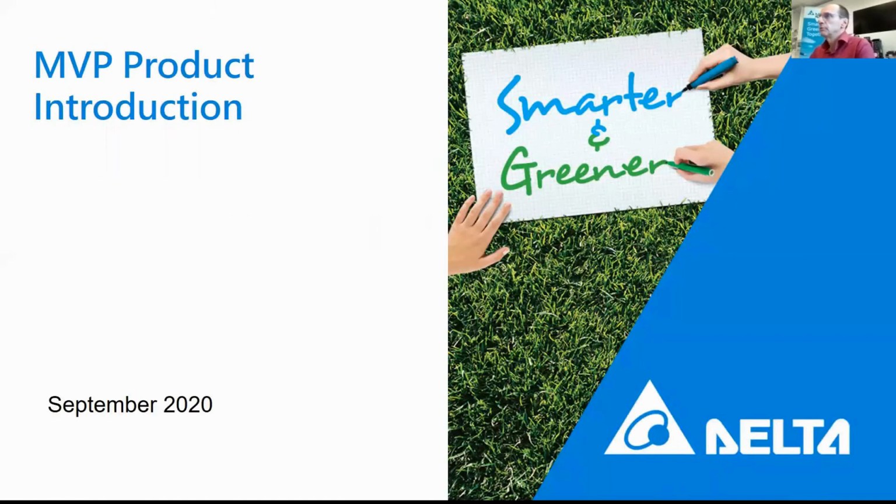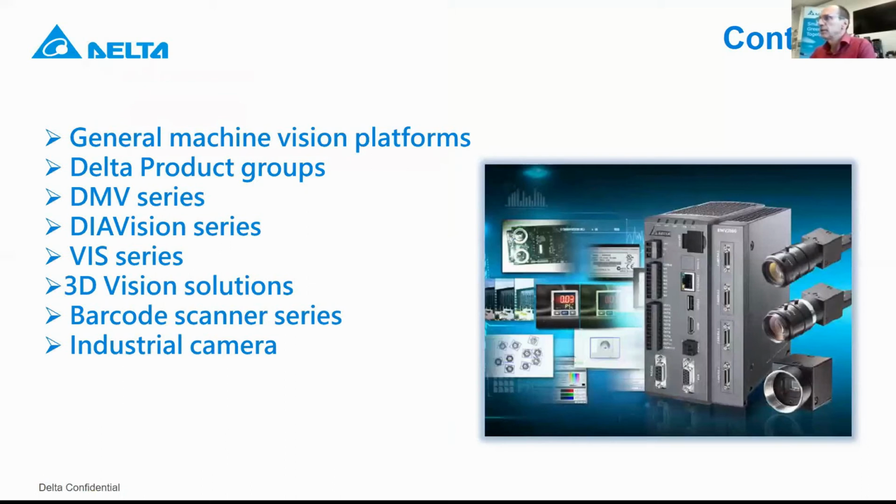First, the product introduction of our existing products and our new products. This presentation contains the following items. First of all, I want to tell you something about our general machine vision platforms, what we see in the market. Then our Delta product groups, different kinds of products below each group. And then I zoom in to our products, what we have already and what we will get very soon, and to see what kind of possibilities we have for you.